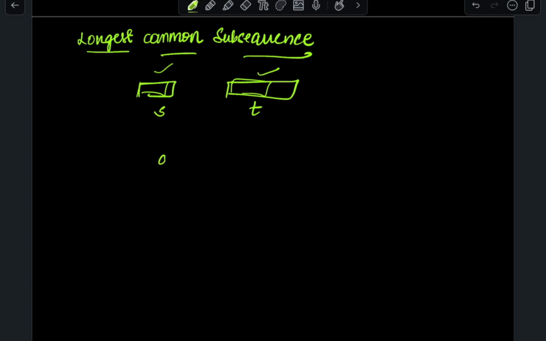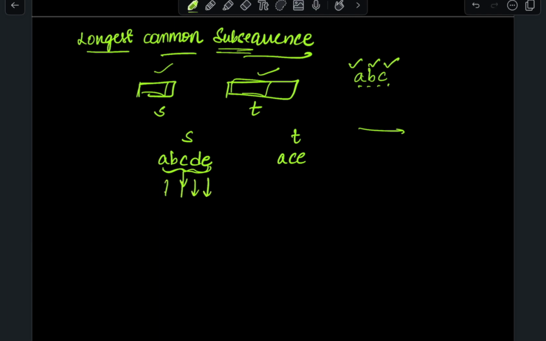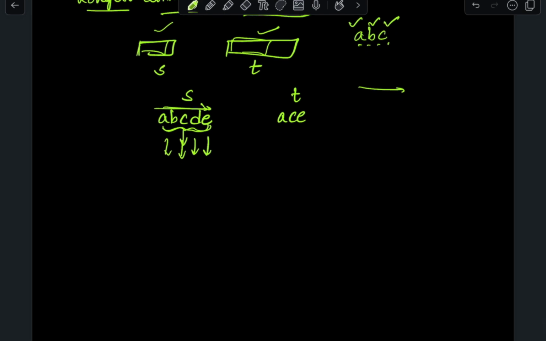Now let's consider this example: A, B, C, D, E to be S, and A, C, E to be T. What are some subsequences that we can write out of it? A subsequence is something that is framed out of this particular word, but it need not be continuous. It is not mandatory for all the elements to be consecutive. You can pick the elements in non-consecutive order also, but they should be in the same direction. What could be some subsequences that we can generate from this?